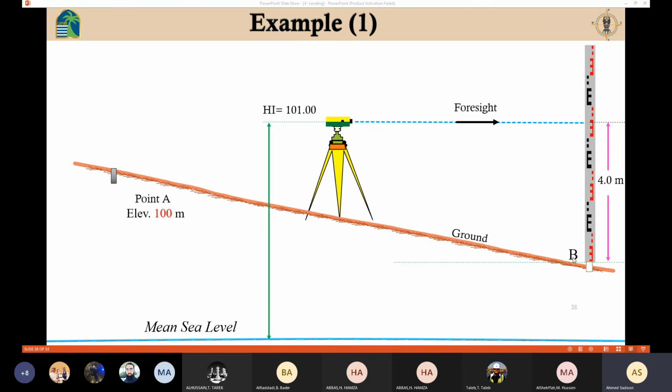So now how do we determine the elevation of point B? According to the height of an instrument method, first I need to determine the height of an instrument. The height of an instrument came out to be 101. Then the elevation of that point here is going to be the height of an instrument minus the foresight. And the height of an instrument minus the foresight came out to be 97 meters. So now the elevation of point B is 97 meters based on the height of instrument method. This is how it works.